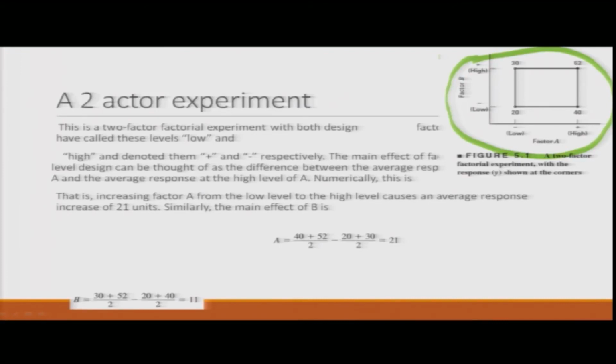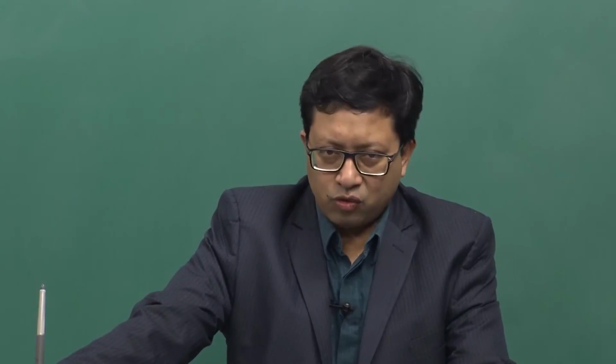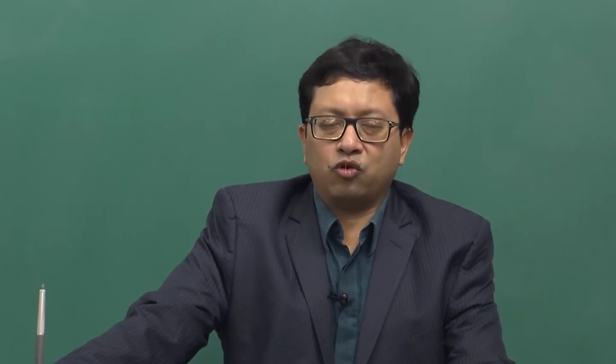The low level for factor A is given a minus value. Technically we can denote it as A minus, but we are not going to make things complicated, and there is a high value corresponding to A, which can be denoted by A plus. The values for A minus and A plus are 20 and 40. Similarly, for factor B, the combinations are again B minus and B plus, or low value and high value for B, and those values correspondingly are 20 and 30.